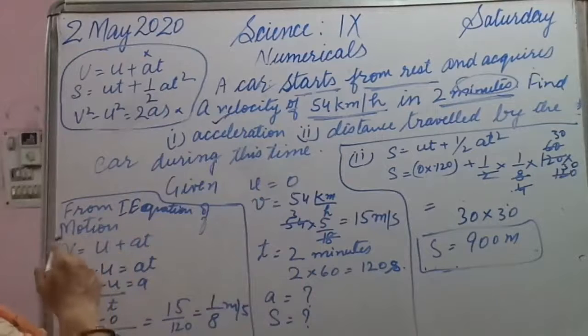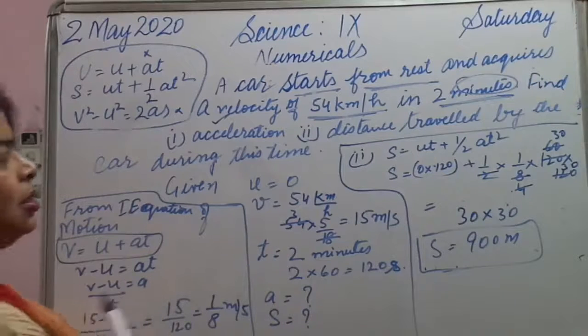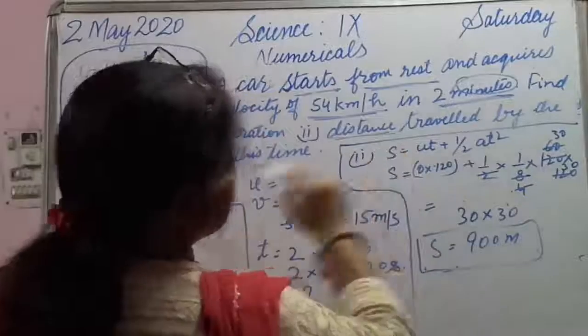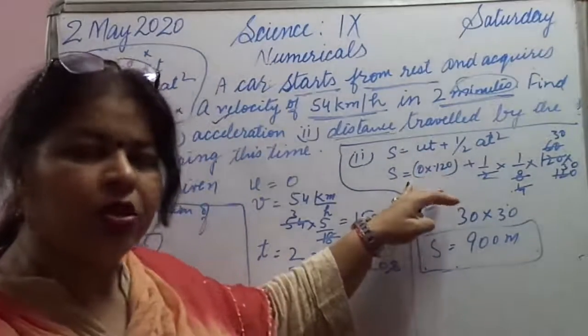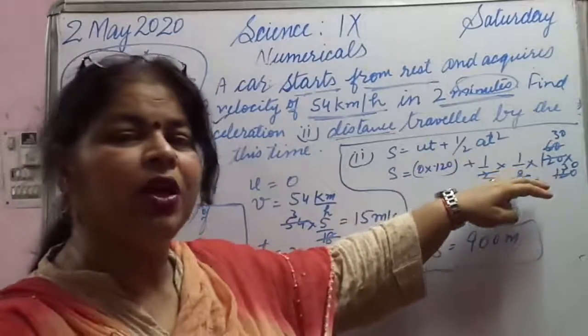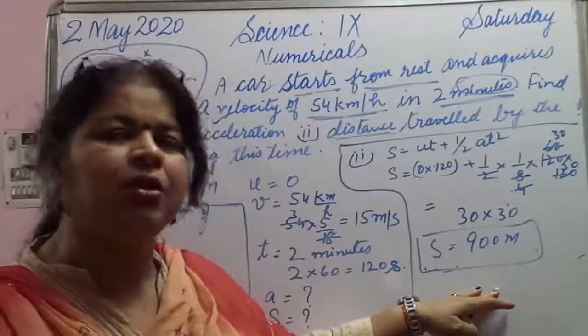So the first part is to find out acceleration. For acceleration, we are going to use the first equation of motion, v is equal to u plus at. And what is the value of a? A becomes v minus u upon t. So we put values and find the answer. Acceleration is 1 by 8 meter per second squared. Then second, we have to find out the distance. To find distance, we can use the second equation of motion, s is equal to ut plus half at square. Put the values and we get the answer, 900 meter.